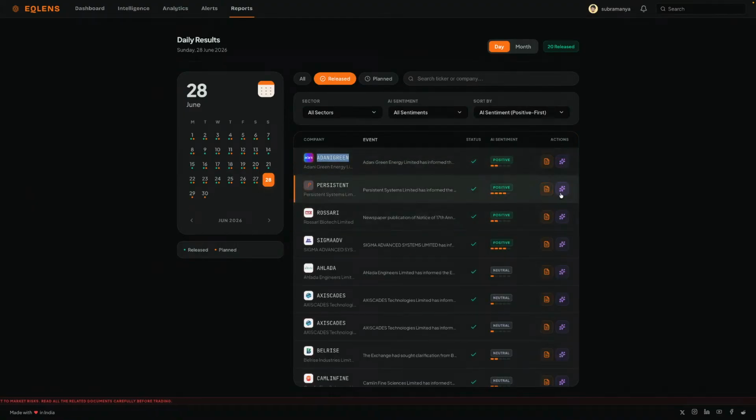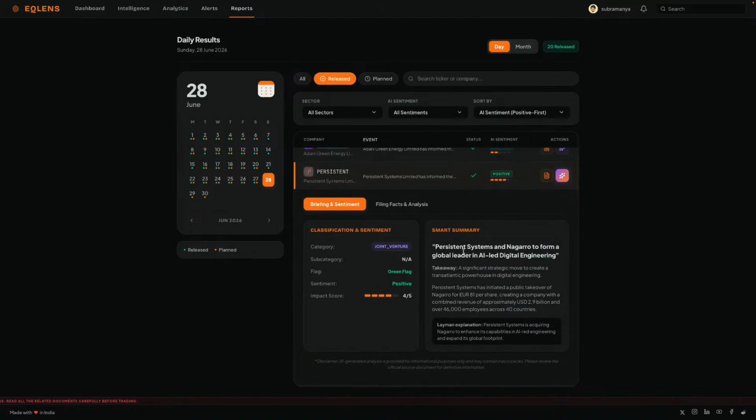Next is Persistent Systems. It's an IT stock. This joint venture, Persistent Systems and Nagarro, to form a global leader in AI-led digital engineering. Okay, this is AI related stock news. If you see sector-wise, IT is going down, but in the same sector, the big giants like Wipro, TCS, or Infosys are getting hit big time. There are small players, or I would say mid cap stocks like Persistent and all. These guys are stable.